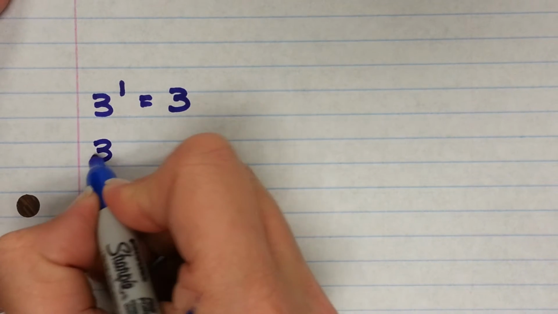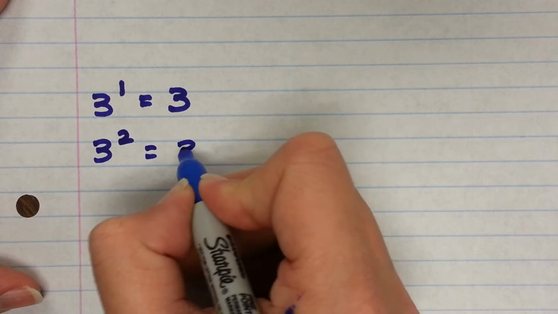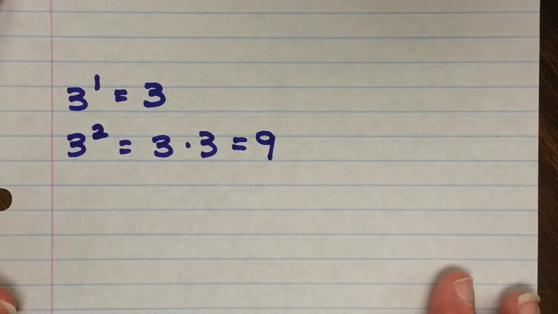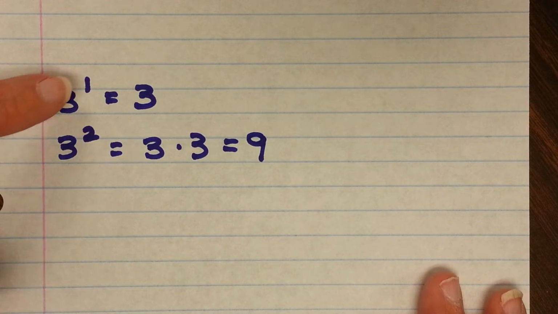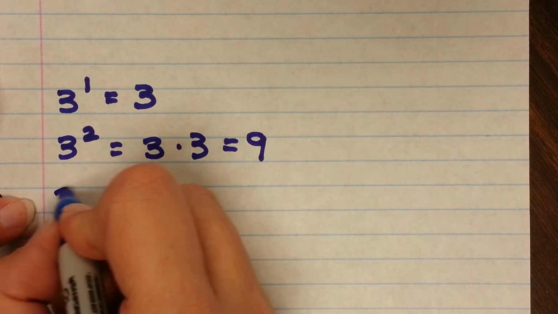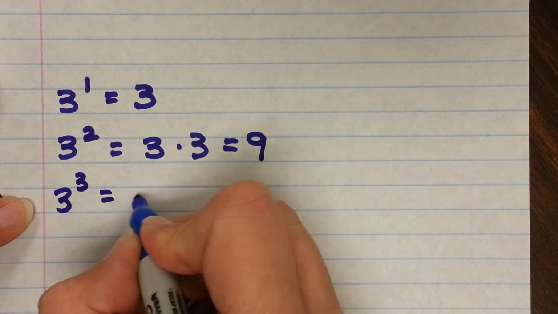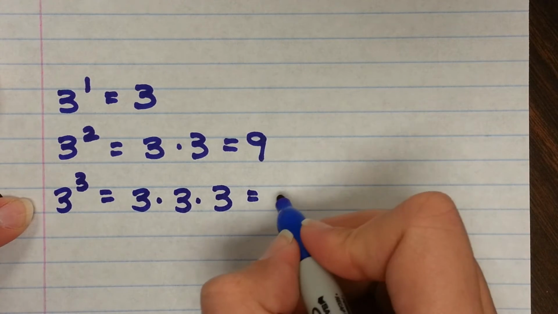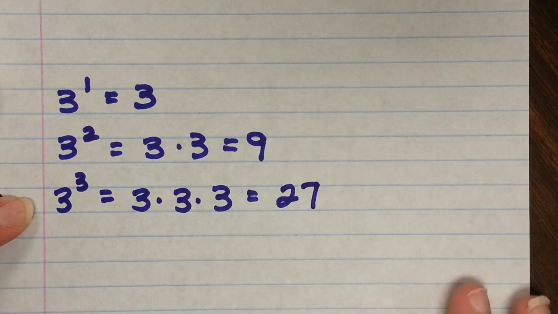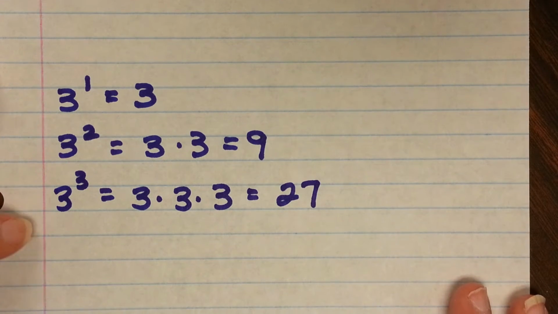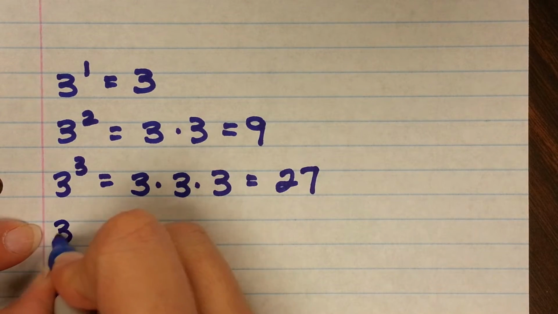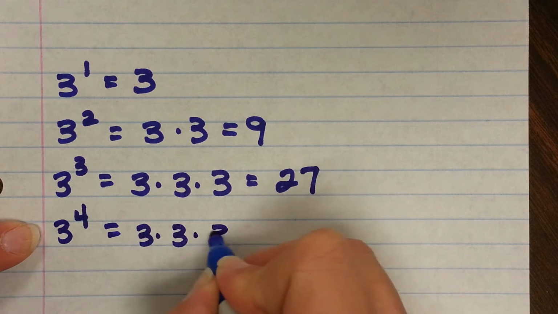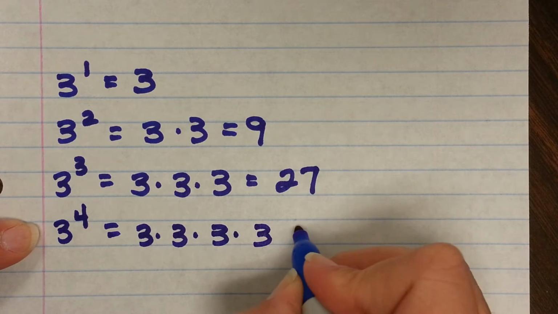I also know 3 to the second means 3 times 3, which is equal to 9. If I continued, the next one would be 3 to the third, which means I would multiply 3 times 3 times 3, which would give me 27. If I continued again, I have 3 to the fourth, which means 3 times 3 times 3 times 3.